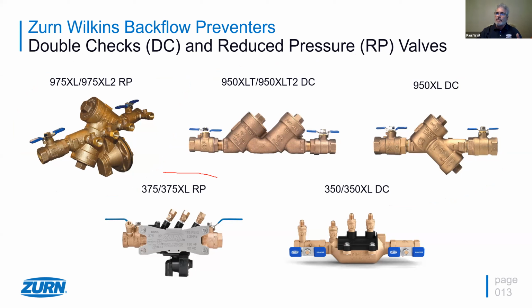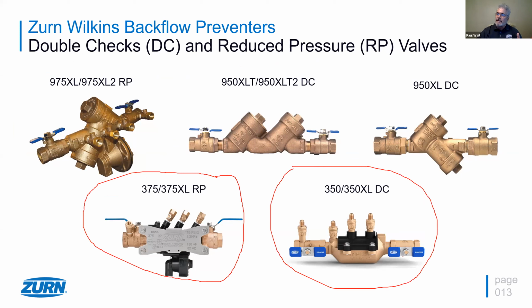And so there are some new products like the Model 375 RP here, and then the 350 double check here that I'm circling as well. These are hybrid products that are hybrid bronze with a removable plastic pressure vessel, which is a glass-filled nylon composite material, very strong. And it's really interesting to see the evolution of backflow preventers moving from all bronze to somewhat of a hybrid product.